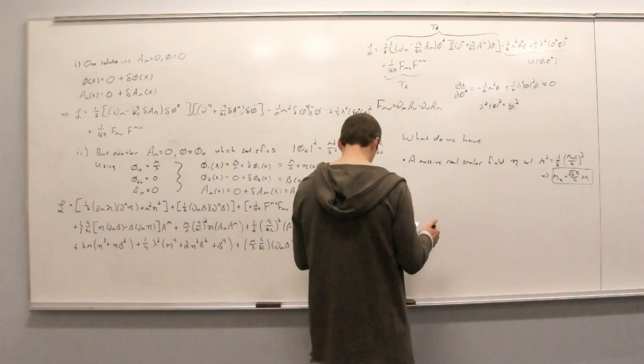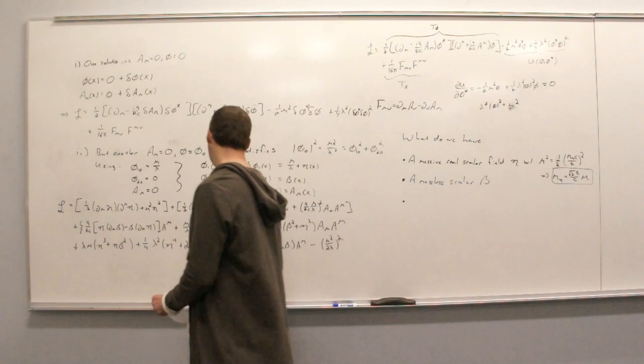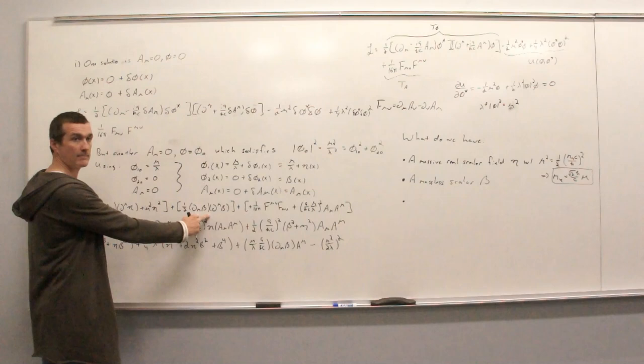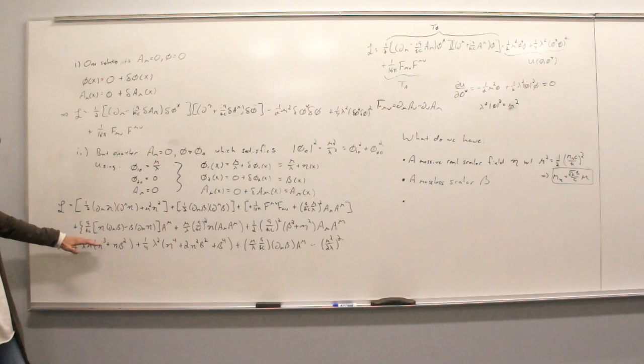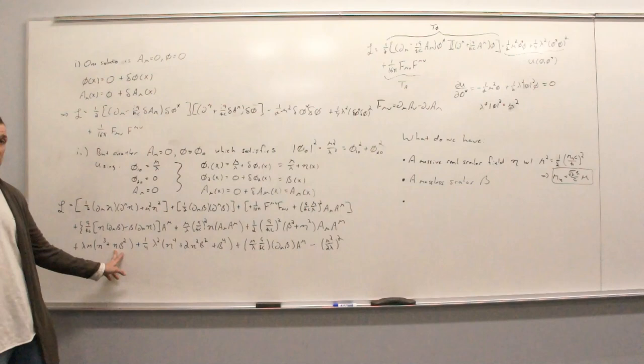We have a massless scalar, beta. And notice, if I look through here and try to find a mass term for beta, there's no beta squared term in here. It's always beta times, say, eta, but eta is another field. So this is an interaction between eta and beta.